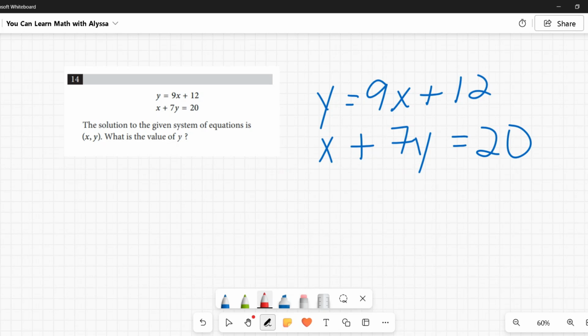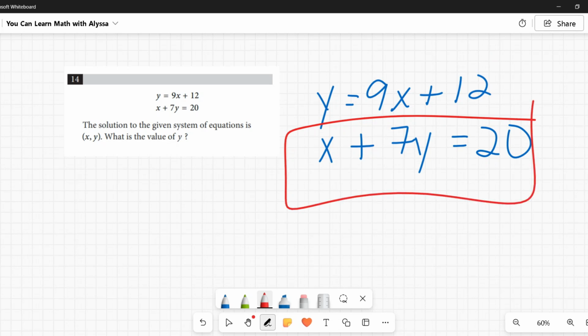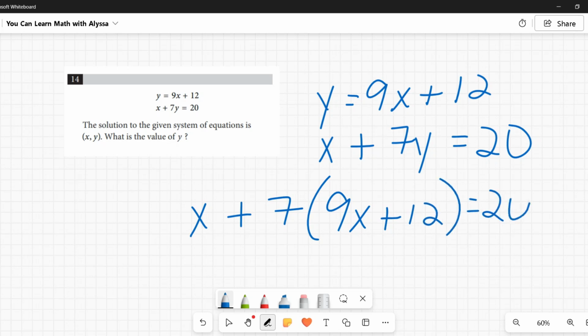Substitution is where you solve for one of the variables in either of the equations, and then you plug it into the other equation. So, for example, this one, they've already solved for y. y is equal to 9x plus 12. So you go to the other equation, and wherever there's a y, you plug in 9x plus 12. So, if we do that, we're going to get x plus 7 times 9x plus 12 equals 20.